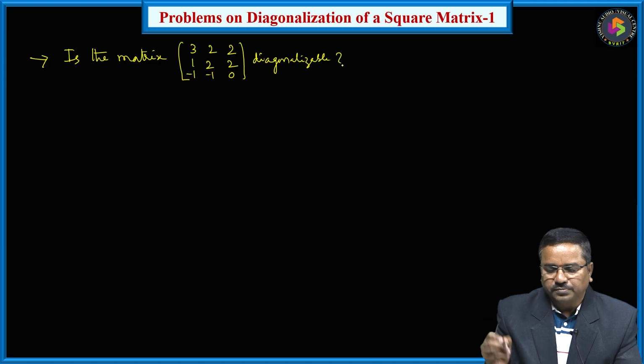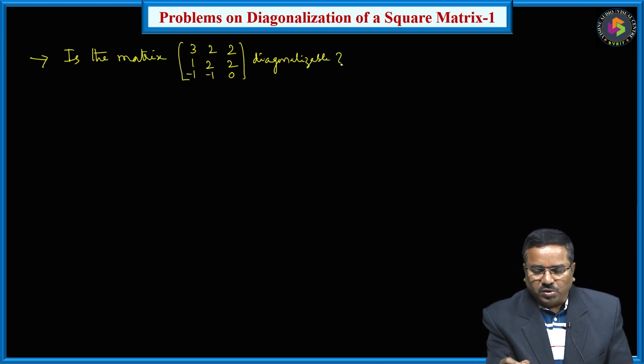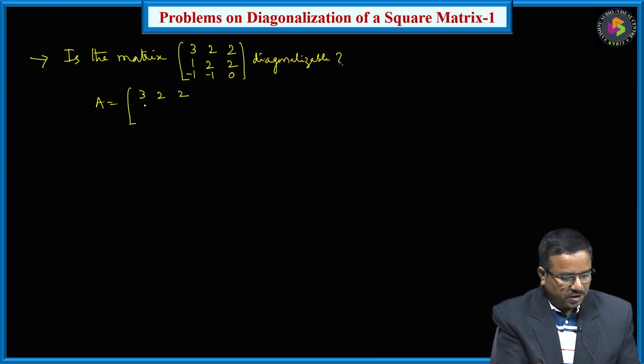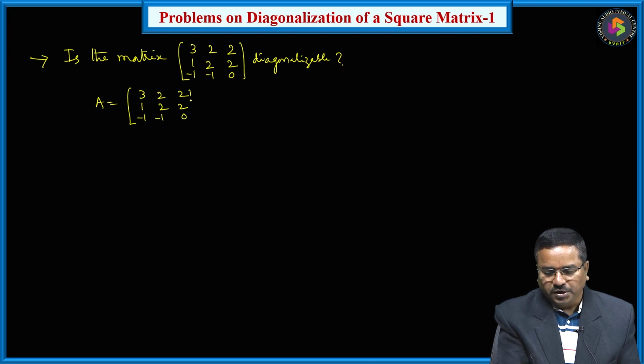This is the question. Now, look at what the matrix is. Is it symmetric or non-symmetric? Now, what is A? A is: the first row is 3 2 2, the second row is 1 2 2, the third row is -1 0. It is a 3 by 3 matrix.